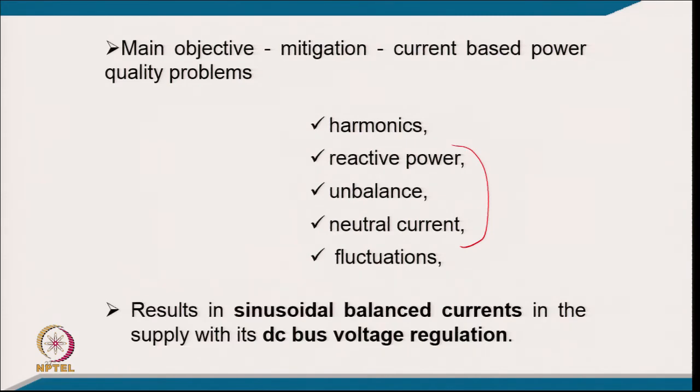So, the shunt filter results in sinusoidal balanced current in the supply with DC bus voltage regulation. That is the liability, I mean, with the control you have to meet, otherwise you cannot have the control working properly and satisfactorily.